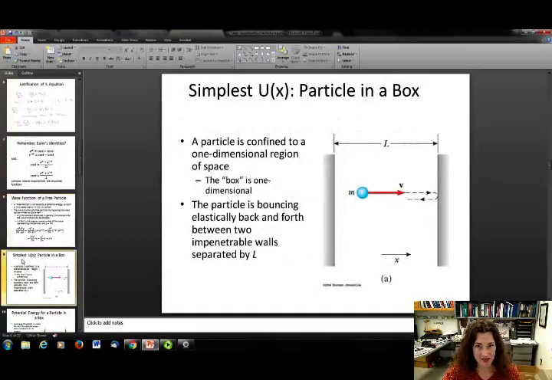Next simplest potential. This is the canonical example for quantum mechanics: particle in a box, a particle in an infinite square well.